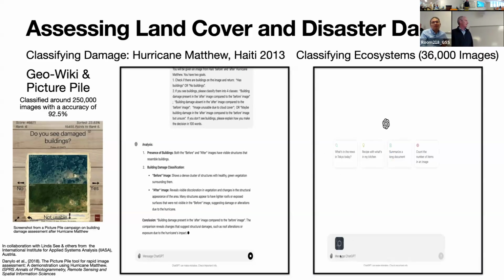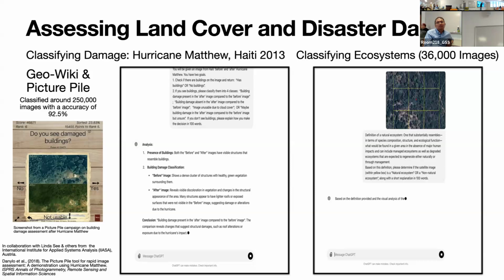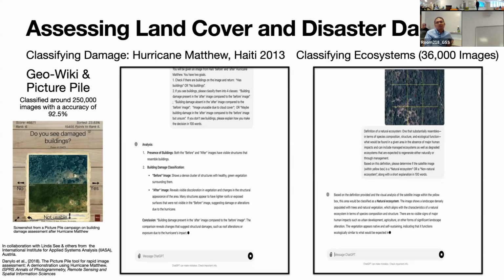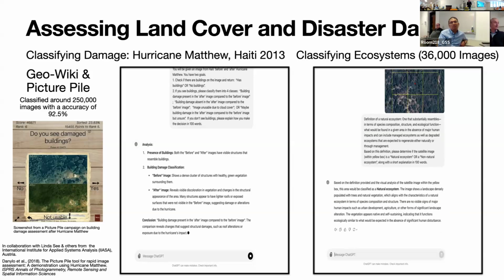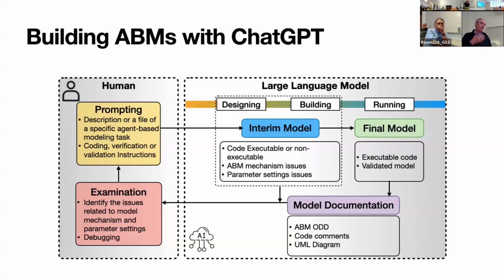We can ask them about different types of ecosystems. So we put an image here, land use, and we ask them what is the result, and it gives us relatively good answers as well. But again, it gives us different ways of thinking about the data and how the world works around us. We can use it for modeling.